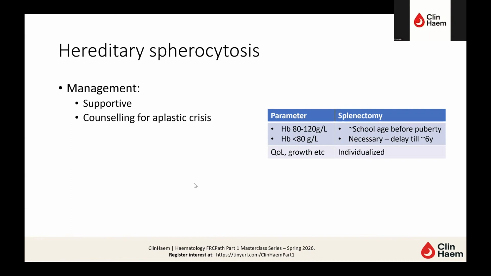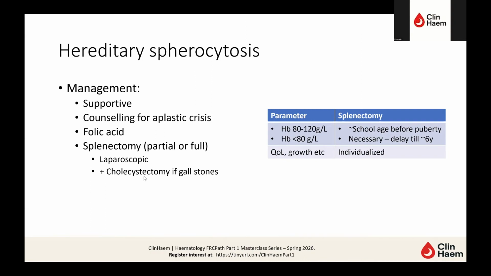How do you treat it? Mainly supportive. Most people are okay with that. Just a bit of folic acid, which is required lifelong, and counseling for aplastic crisis, especially in the youth. Splenectomy can be done, partial or full, but in severe cases, as I've summarized the criteria here, but there's a very nice table in the BSH guideline that you can go to.